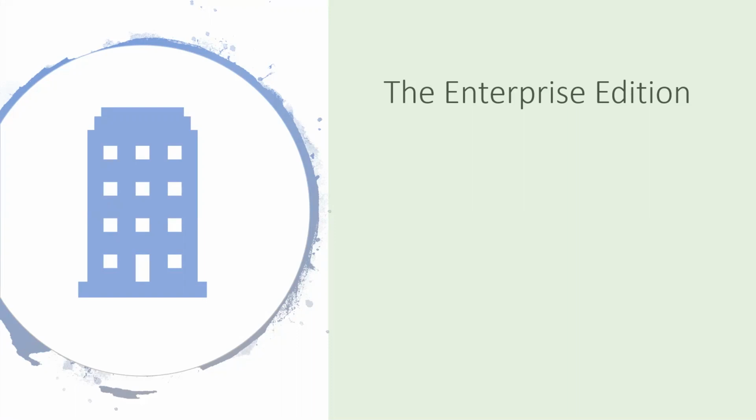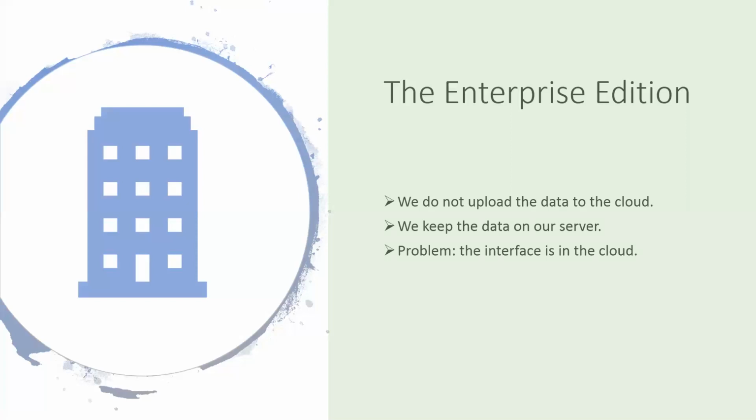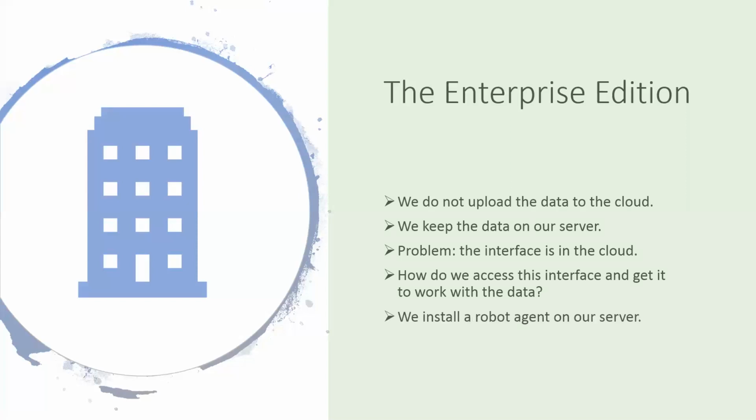So there's a different version of robots called the Enterprise Edition. And they do not upload their data to the cloud. They keep the data on their server. ABC Bank keeps it on their server. But as I said, the problem is the interface, the program called Robots, is in the cloud. And it can't see the data because the data is sitting on the server. So how do we get the interface to work with the data? Well, we install something called a robot agent on ABC Bank's server. So the robot agent is like a go-between between the cloud, the Amazon server and the robots application, and the data on the client's server.